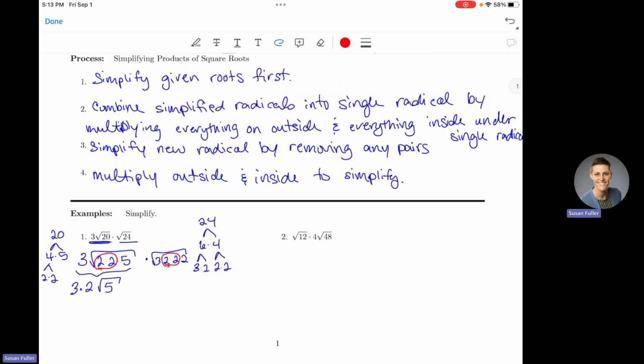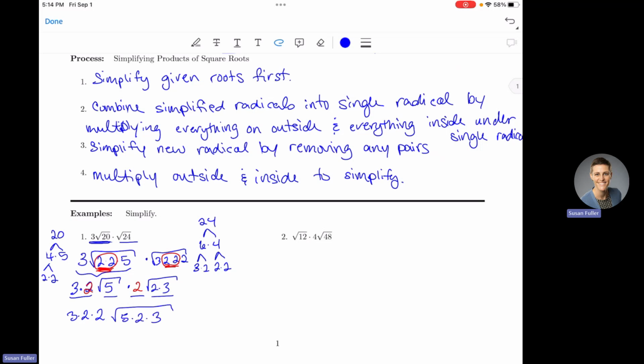Here, let me make this 2 red because it came from that pair right here. Just trying to keep this organized for you. And then this second one, this pair of 2s is going to create a 2 on the outside. And then I've got the square root of 2 times 3 left. So now we have to combine this into a single radical. Everything on the outside stays on the outside. Everything on the inside goes inside a single radical.